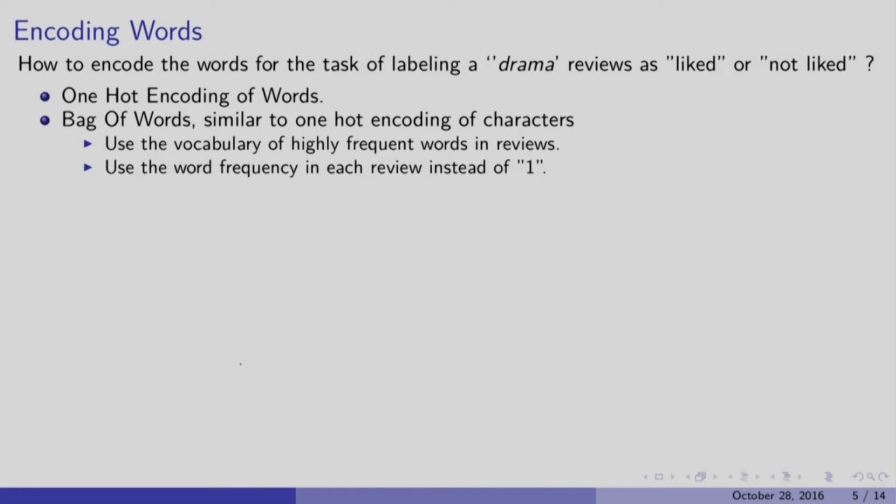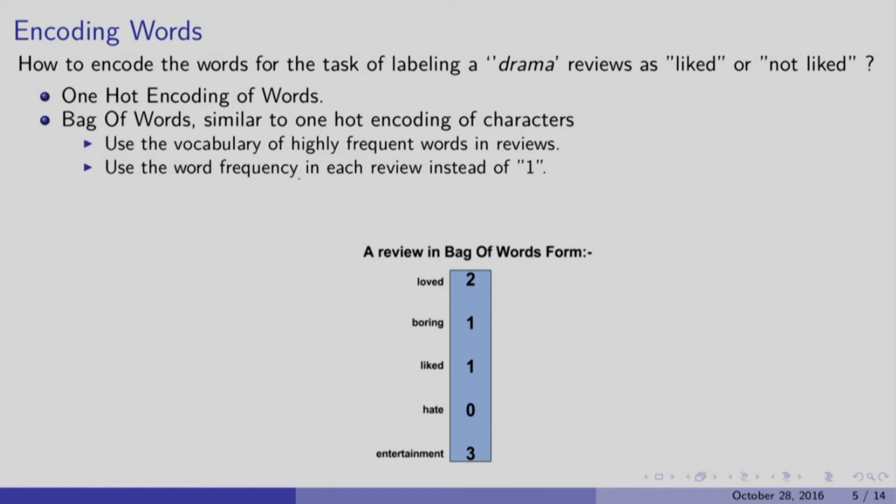So how do we encode the words for this task? Through one hot encoding. Well, first of all, we will move slightly away from a one hot encoding to also factor in the count of a word. So we will use the word frequency instead of just a 1. So loved, boring, liked, hate, entertainment and so on are counted along with their frequencies, and this is a bag of words representation where the order does not really matter.